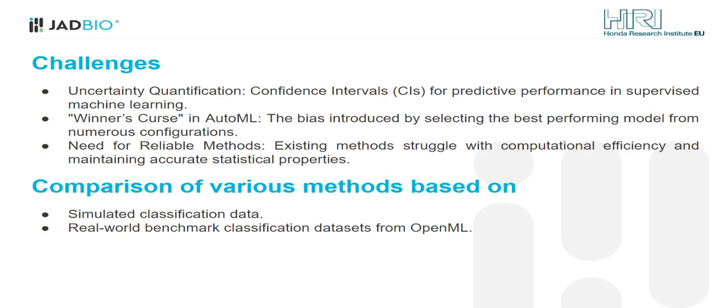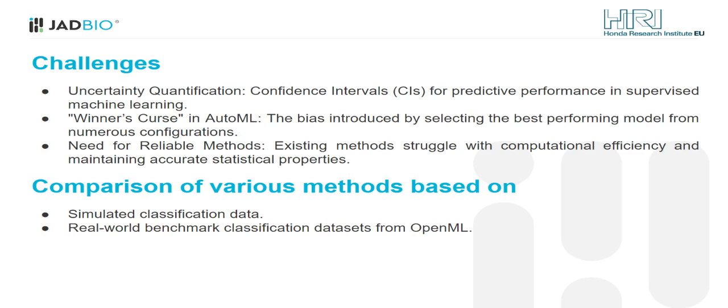In the context of AutoML, because we're testing various models, maybe tens or hundreds or thousands of models, there's the winner's curse problem, which introduces bias in the estimation of this performance. And we need reliable methods for either assessing or removing this bias. One of these methods is our own BBC method, the bootstrap bias correction method.